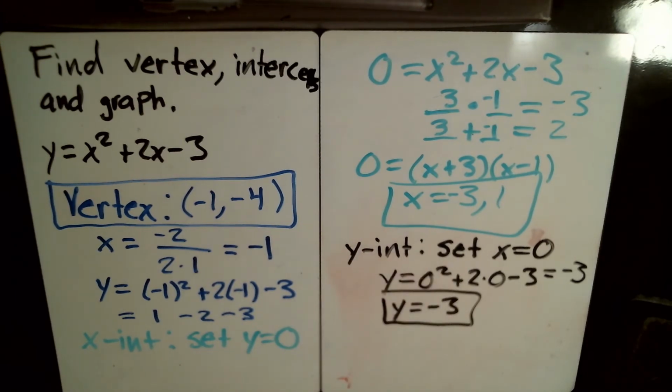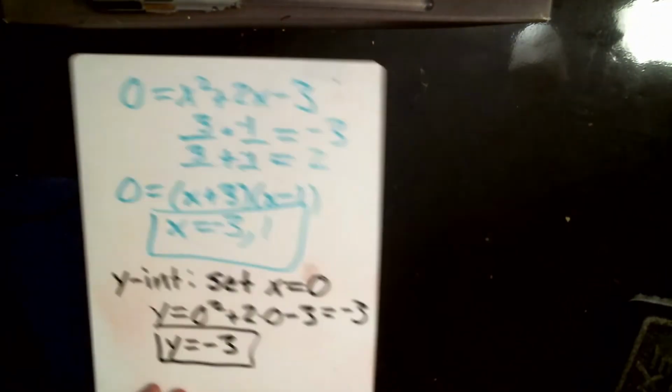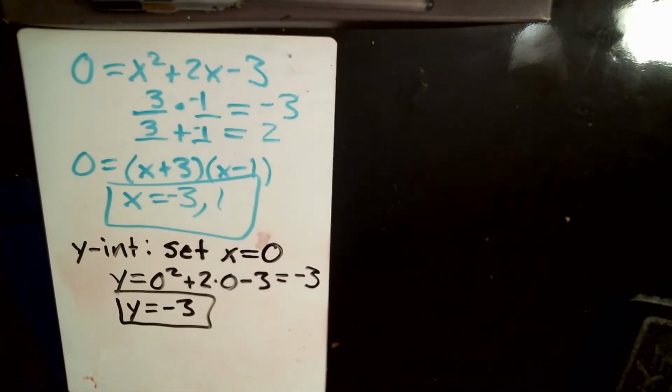So we got our vertex and our intercepts. It's finally time to graph it. Okay. So I'm going to get a fresh board for us here, and I'll write down that information again.